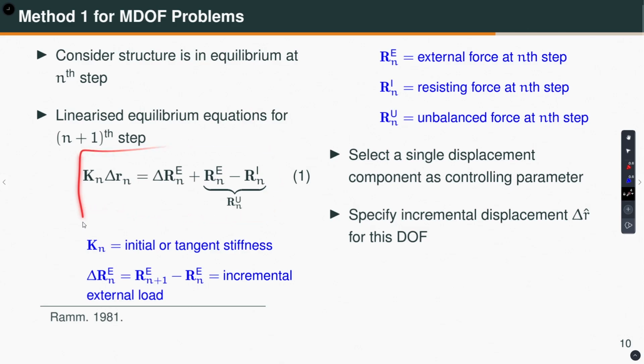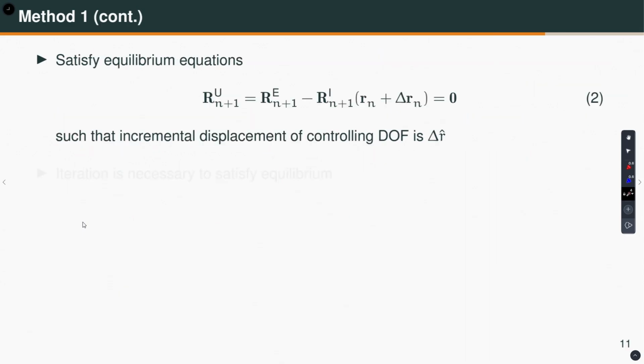What is the equilibrium equation that we have to satisfy? Well, we have to satisfy the unbalanced force vector at the n plus 1th load step, which is the external minus the internal. Now, internal is a function of Rn, that is the previous displacement, plus the incremental displacement. This must be equal to 0. And always remember that this is a complicated or complex nonlinear function of this displacement, right?